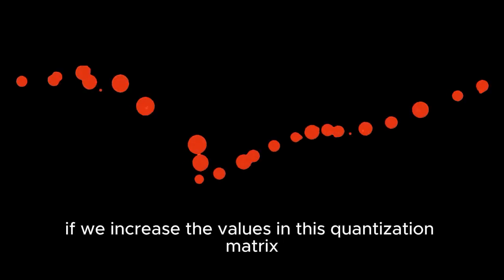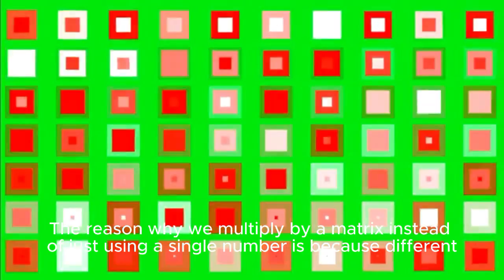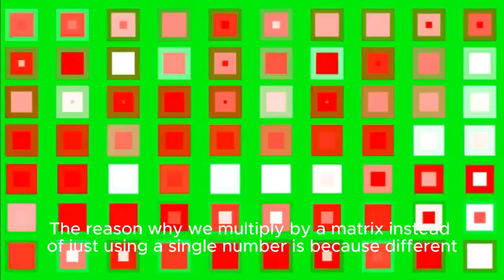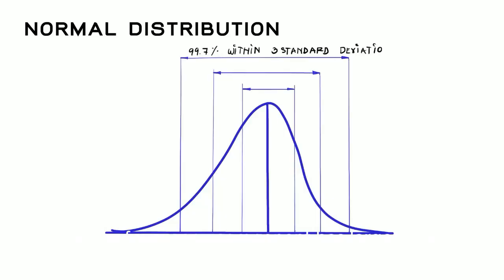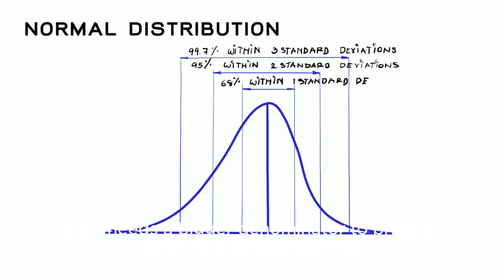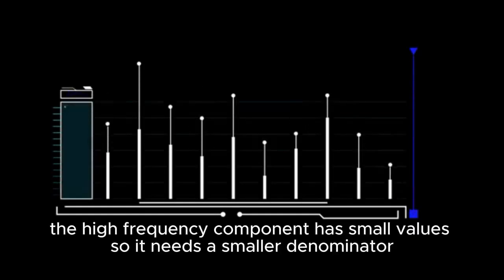In other words, if we increase the values in this quantization matrix, we'll start discarding more and more details. The reason why we multiply by a matrix instead of just using a single number is because different frequencies have different levels of detail. The low-frequency component has large values, so it needs a bigger denominator to bring it down to a reasonable size. Meanwhile, the high-frequency component has small values, so it needs a smaller denominator.